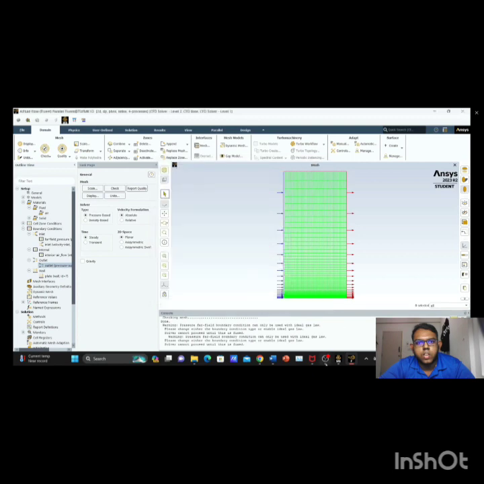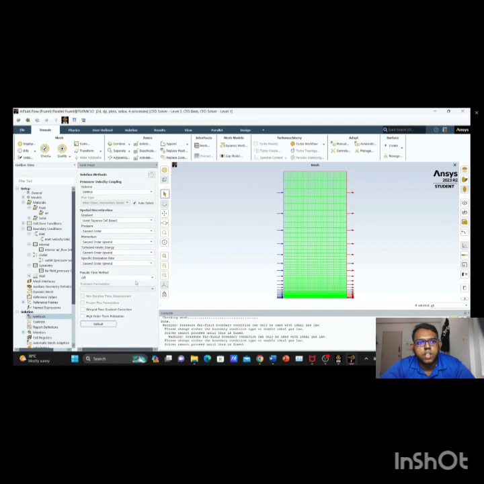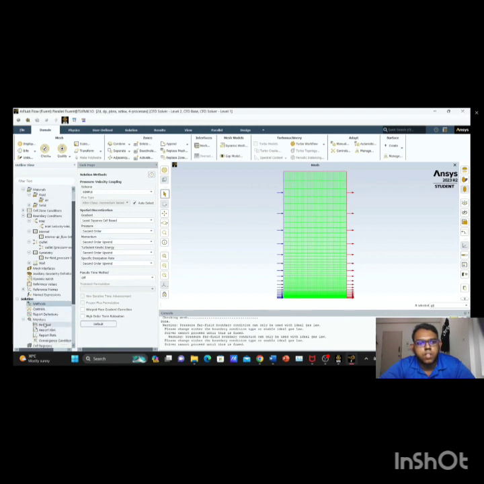Now we go to pressure outlet, leave everything as it is. Next, far field pressure, we change the type to symmetry. Next up, go to method, change schemes to simple scheme. Leave everything as it is.